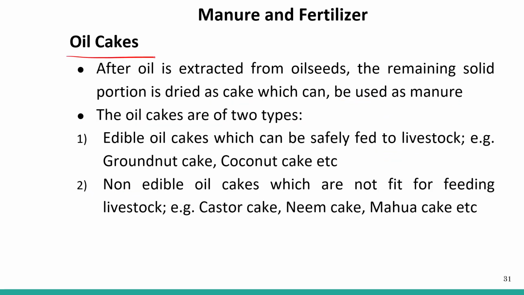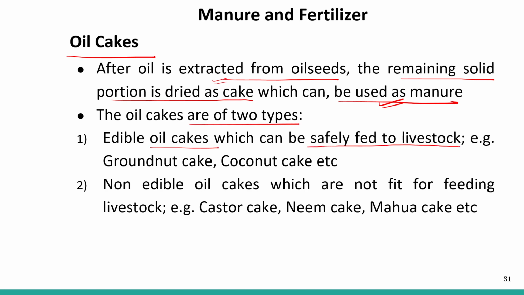Oil cakes. After oil is extracted from the oil seed, the remaining solid portion is dried as a cake, which can be used as manure. The oil cakes are of two types: edible oil cakes, which can be safely fed to livestock, for example groundnut cake and coconut cake, right? And non-edible oil cakes, which are not fit for feeding livestock, that is castor cake, neem cake, and mahua cake.